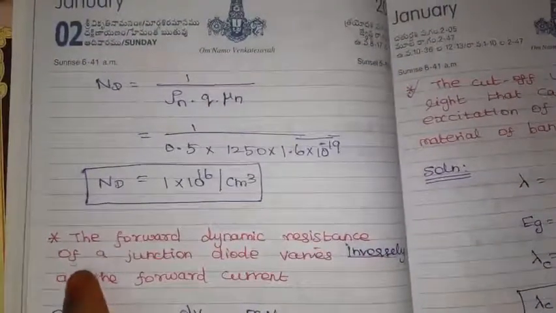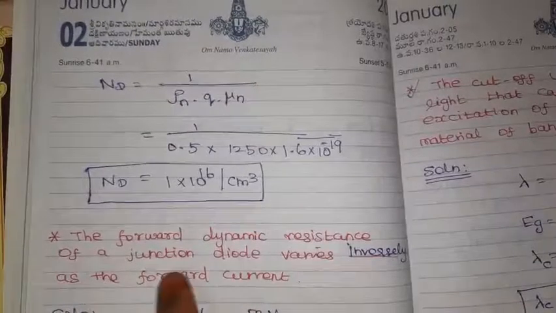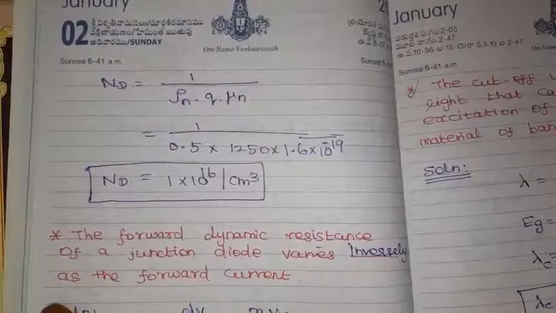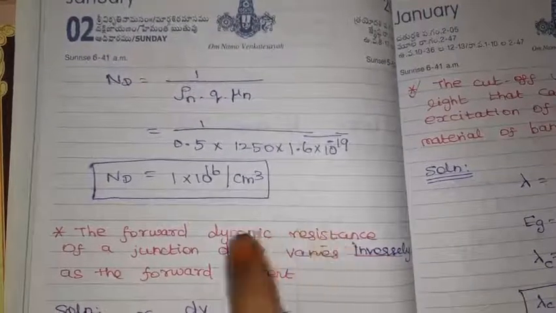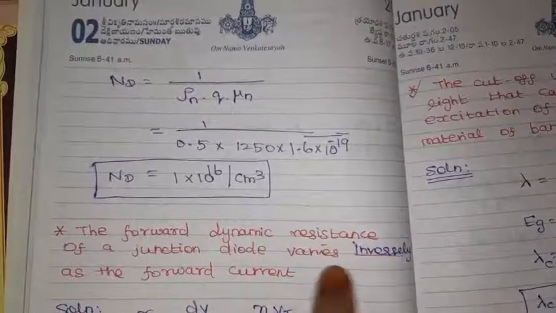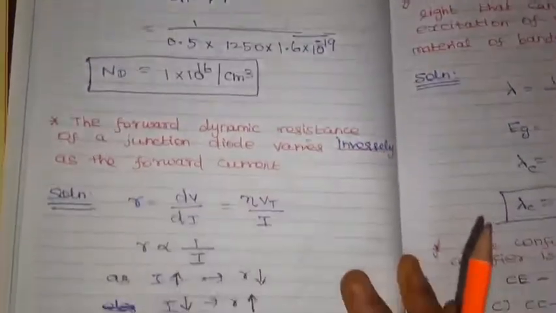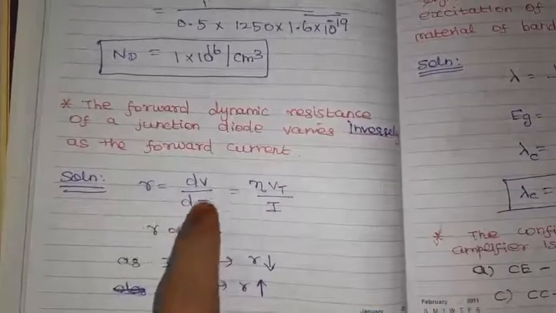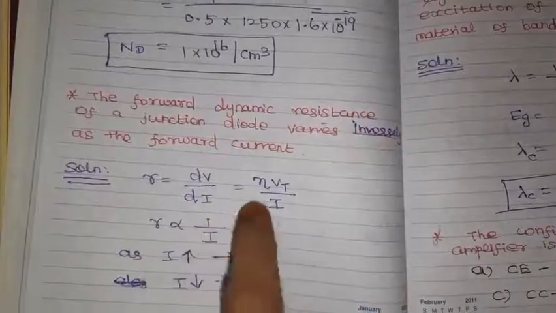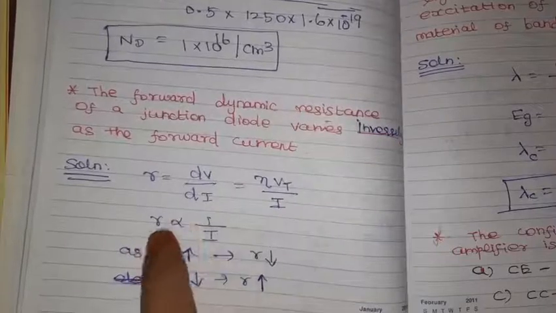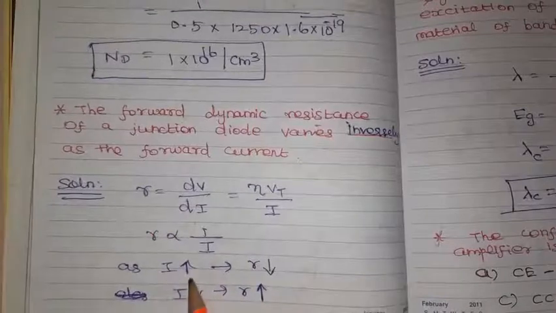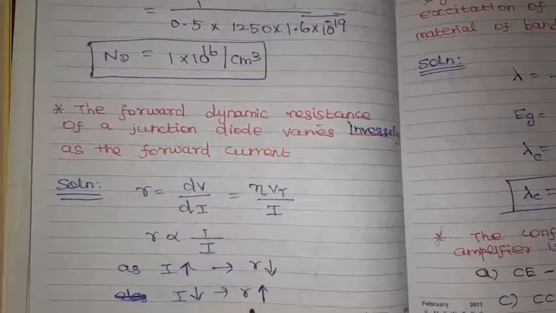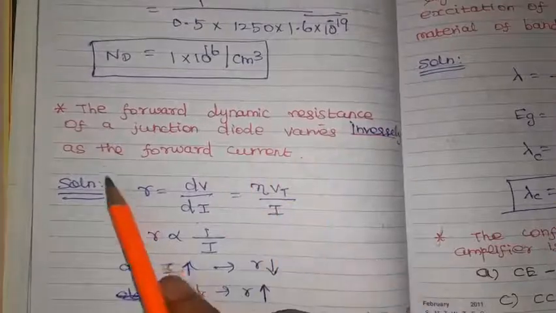Then next question. The forward dynamic resistance of a junction diode varies dash as the forward current. What is the relation between forward dynamic resistance and forward current? The forward dynamic resistance R is nothing but dV by dI, where dV is equal to eta Vt by I, so R is inversely proportional to current. Whenever I increases, R decreases, and when I decreases, R increases. So dynamic resistance is inversely proportional to the forward current.